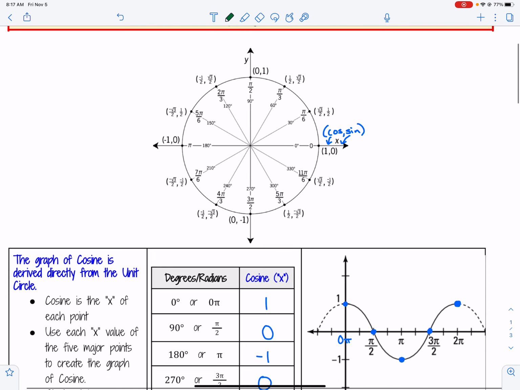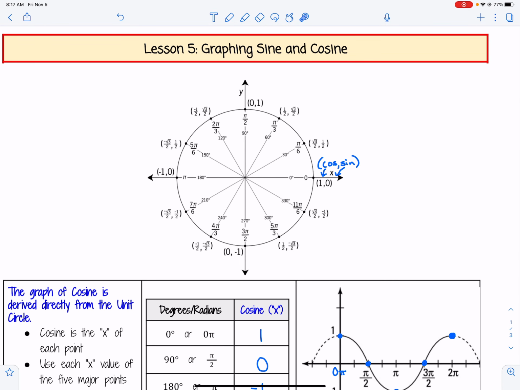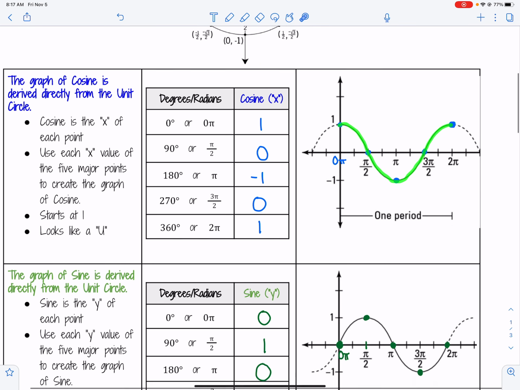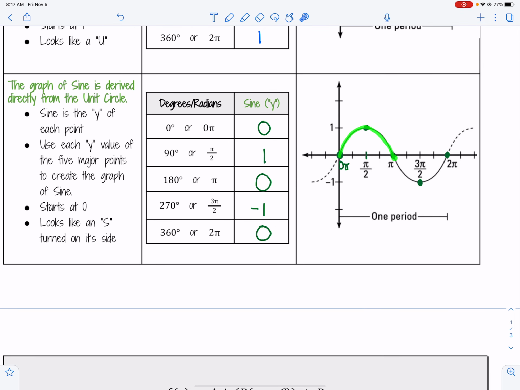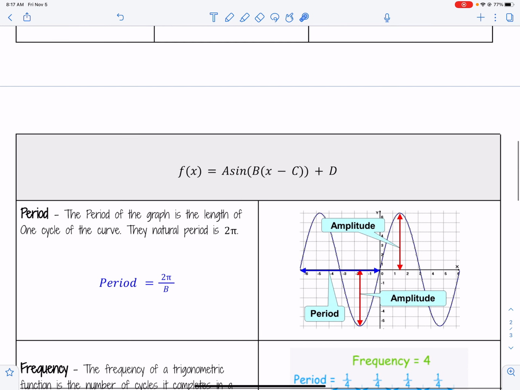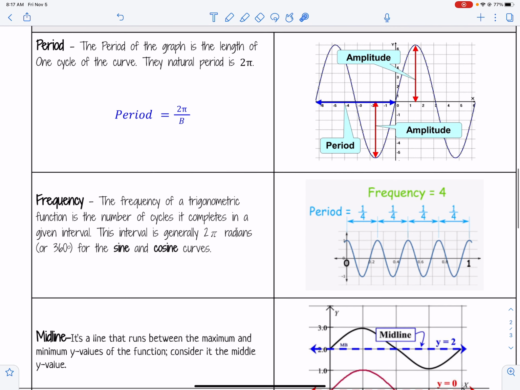So again, the graph of sine and cosine are directly related to our unit circle. Starting at 0 pi and going all the way around back to our starting point, if you look at the x values, they create the graph of cosine. And if you look at the y values of each coordinate, it creates a graph of sine. Notice one period of the sine function looks kind of like an S-shaped graph, and then cosine looked kind of like a U-shaped graph. And that's going from that standard period of 0 to 2 pi, which is considered one full rotation of your unit circle. So let's just talk through some vocabulary words.